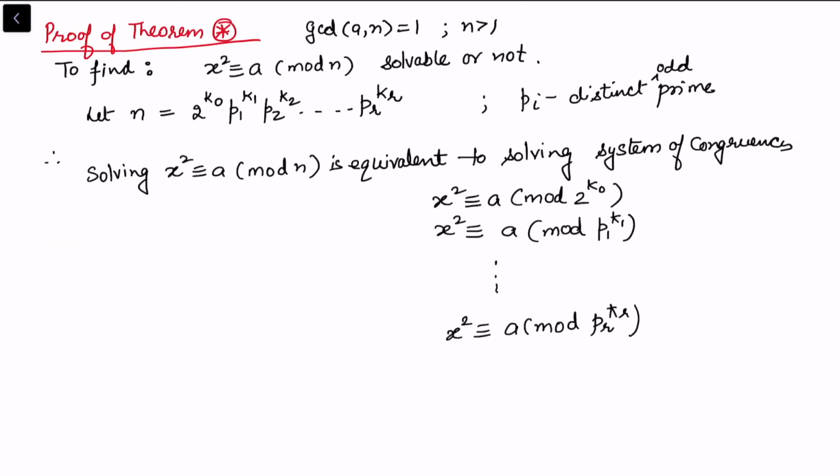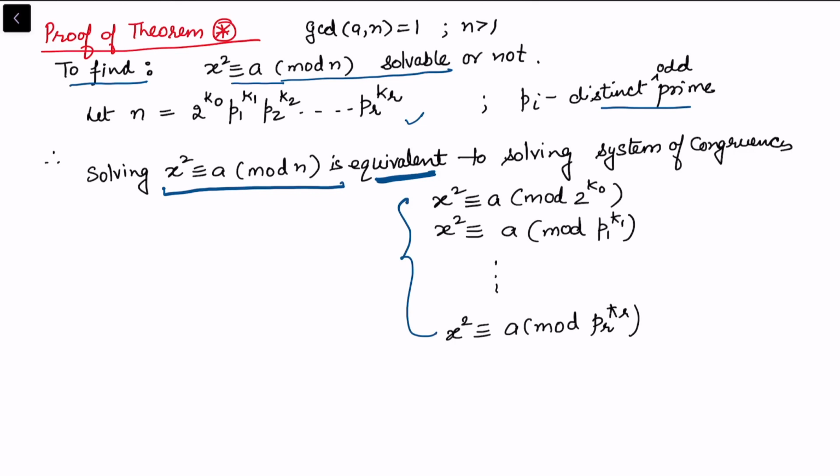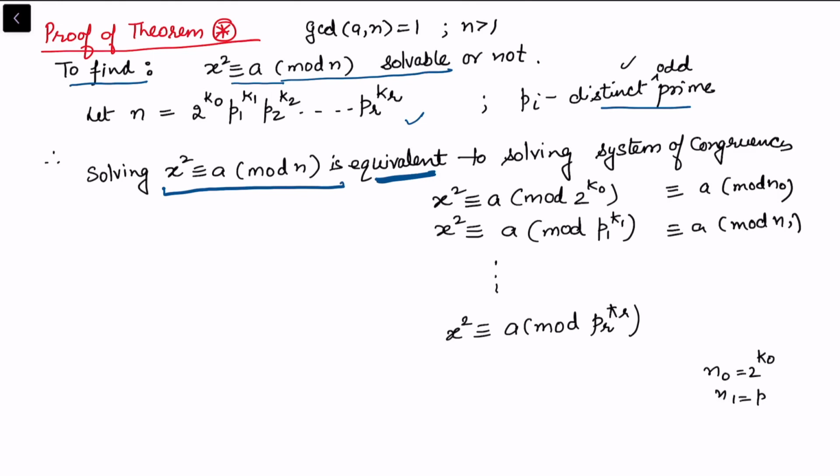We want to find whether x squared congruent to a modulo n is solvable or not. So let n be equal to 2 to the power k0, p1 to the power k1, and so on; this was the prime factorization given to us, and the pi are distinct odd primes. Solving x squared congruent to a modulo n is equivalent to solving this system of congruences. This is the same as the first congruence, where I can simply write n0 as 2 to the power k0, so that it is written as a modulo n0. And this is the same as a modulo n1, where I'm just giving the name n1 to p1 to the power k1, and so on, until the congruence modulo nr, where nr is equal to pr to the power kr.